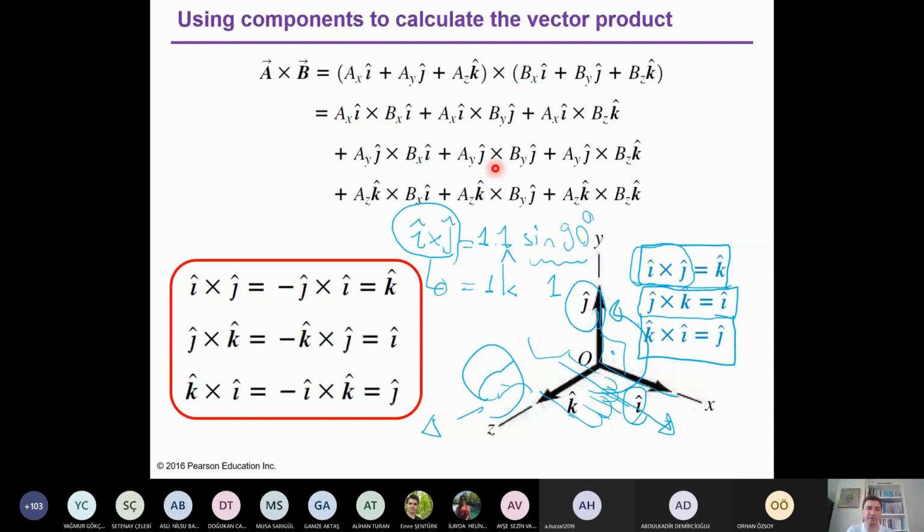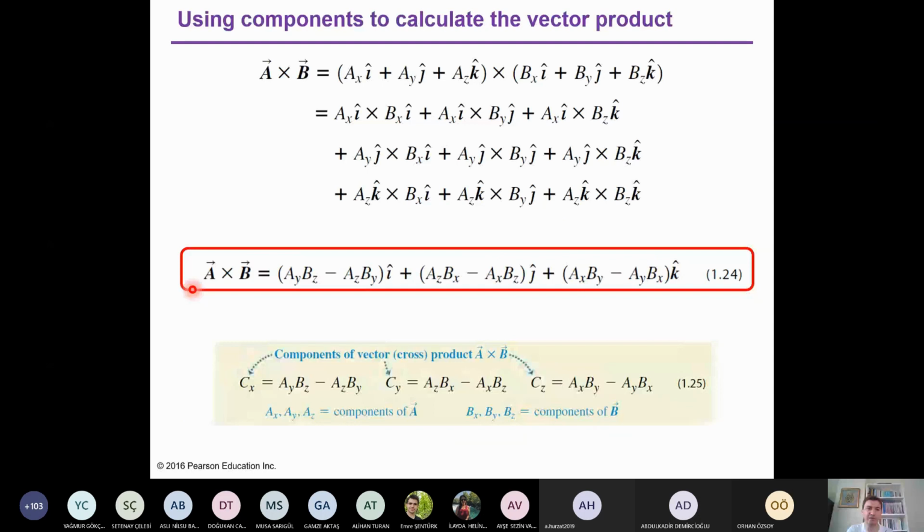A cross B will be like this. (Ay Bz minus Az By) times I unit vector. (Az Bx minus Ax Bz) J unit vector. Okay, and (Ax By minus Ay Bx) K unit vector along the Z axis. So the resultant vector is C. Let me draw. So the resultant vector is C. I can write here. It is also a vector, right?